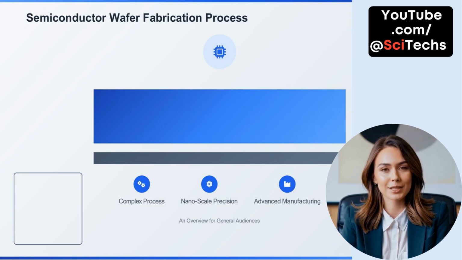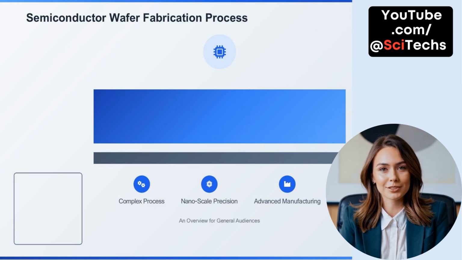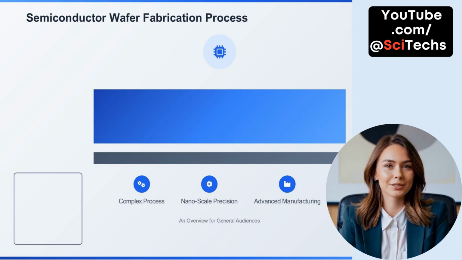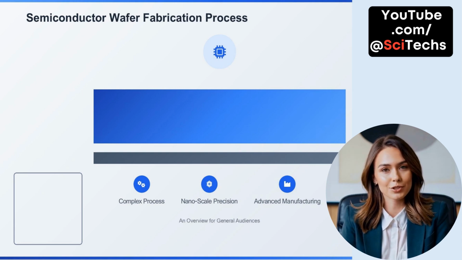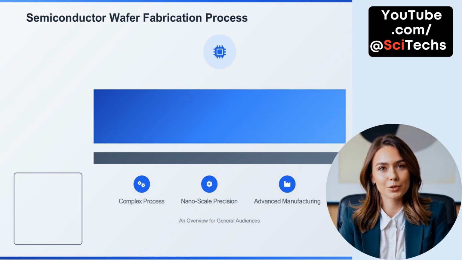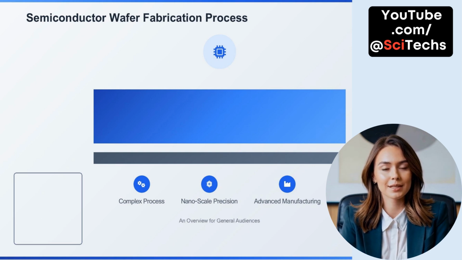Semiconductor Wafer Fabrication Process. Semiconductor wafer fabrication is the foundation of modern electronics, enabling the production of microchips found in smartphones, computers, vehicles, and countless other devices. This process is highly complex, involving hundreds of precise steps carried out in cleanroom environments. From raw silicon to finished wafer, every step must be tightly controlled.